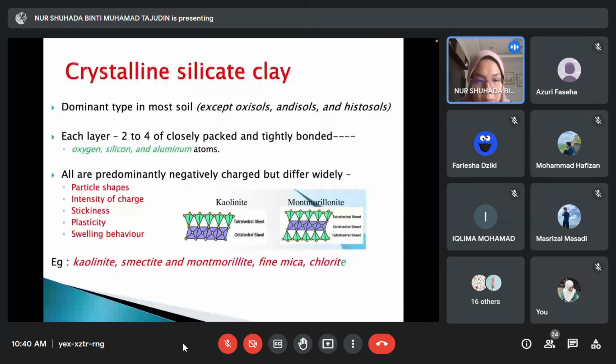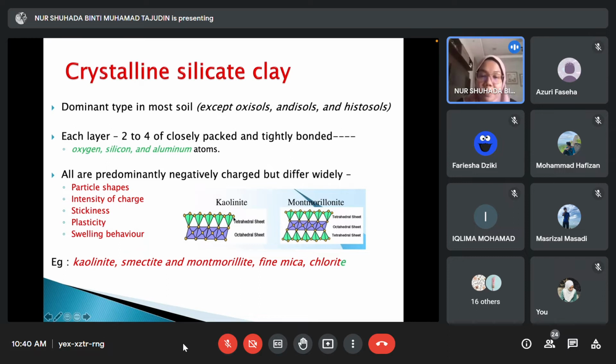When we talk about clay, that's why I said we want to see the intensity of charges. Which type of clay has good CEC, kaolinite or montmorillonite? Which one has more CEC? Which one can hold more water? This explains the stickiness, plasticity, and swelling behavior. For example, kaolinite doesn't like water, meaning that it can't allow water to enter between the layers.